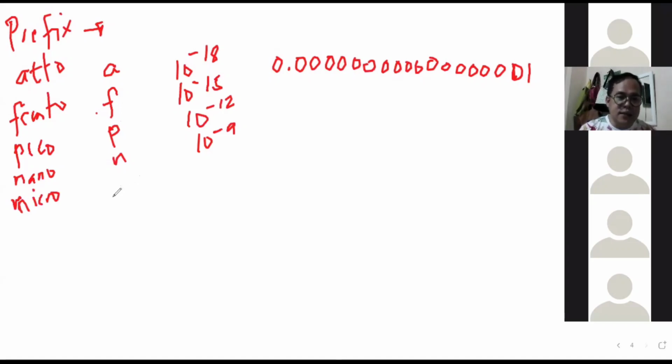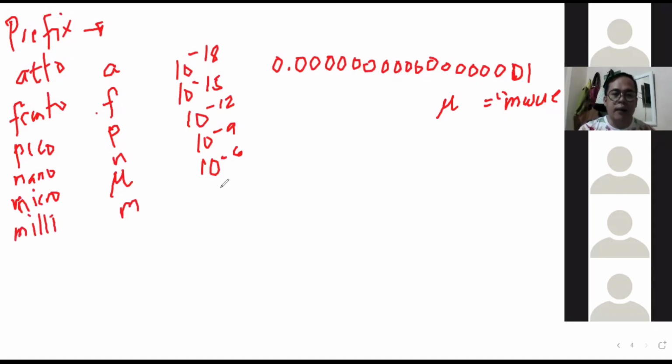Micro is this symbol, which is read as mu. This is a Greek symbol. Read as mu. So this is 10 raised to negative 6. Then we have milli. Milli is small letter m. That's 10 raised to negative 3.